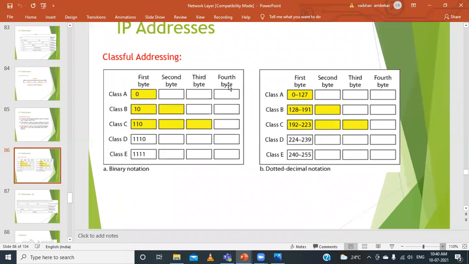So now, you need to observe classful addressing. As we know, it is 32 bits, or we can consider it as 4 bytes. Yes or no? Everyone agrees with this? Yes, I want a response from your side.